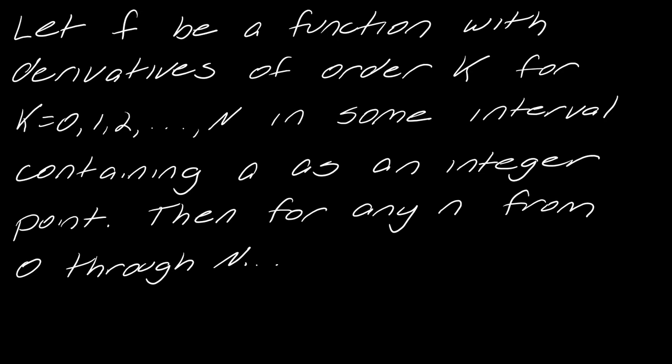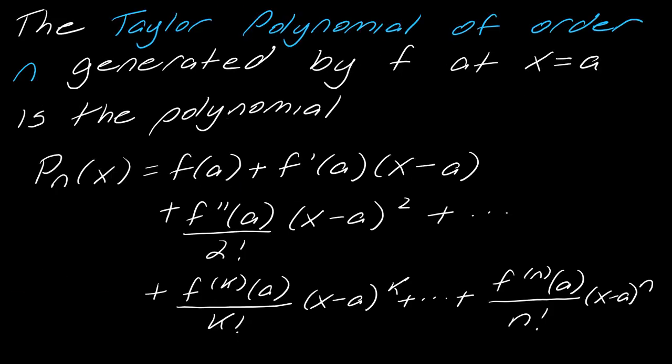So we're going to talk about an extension of this. I'm going to let f be a function with derivatives of order k for k equals 0 through n in some interval containing a as an interior point. So then for any little n between 0 through big N, I get these Taylor polynomials of order little n generated by f at x equals a. This will be the polynomial p sub n of x equals f of a. So notice now what's happening here. p sub n of x equals my Taylor series. Please note what the last term is. So this is going to be a polynomial using all of those Taylor series terms.